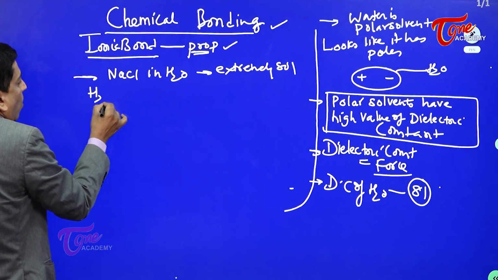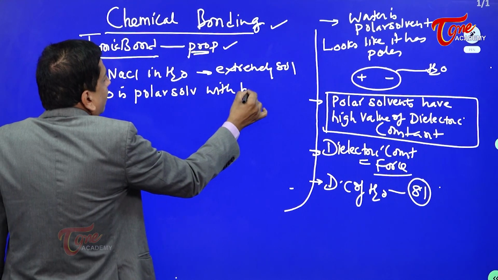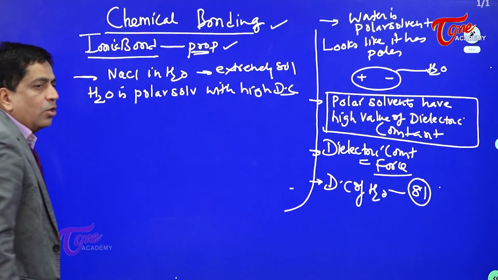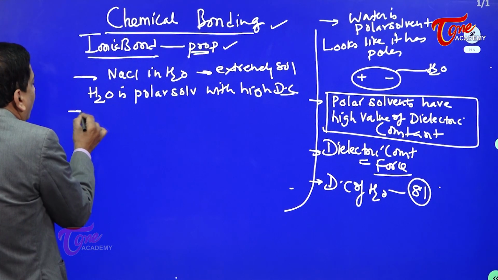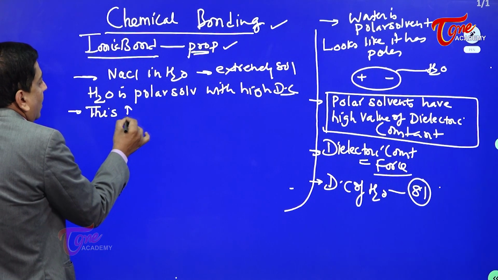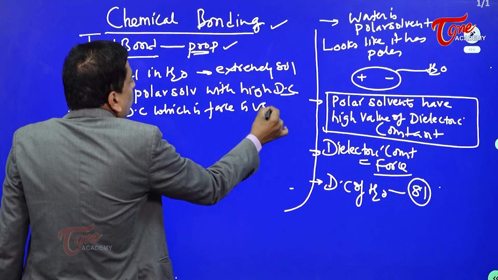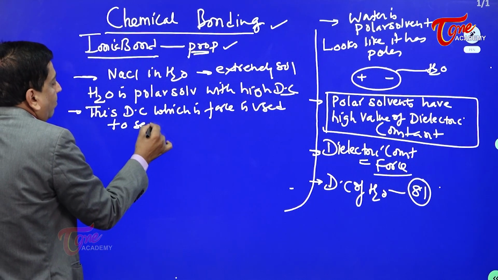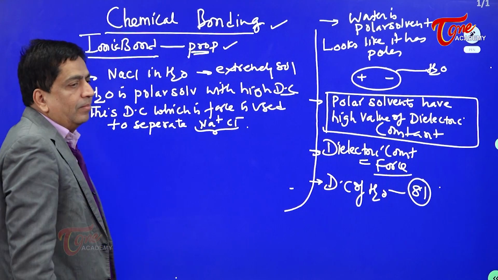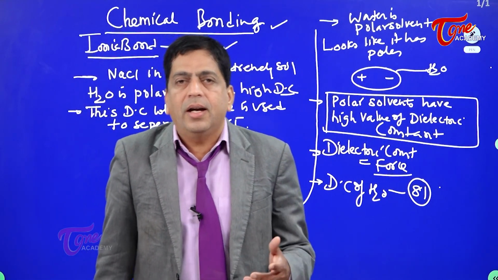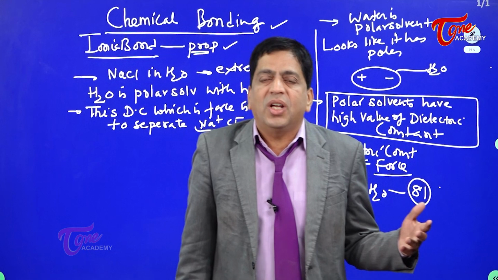Now, first of all, water is a polar solvent with high dielectric constant. So the dielectric constant is nothing but what? Force. So what water will do, this DC, which is basically nothing but a force, is used to separate Na plus and Cl minus. You must understand, Na plus and Cl minus are great lovers. They love each other, and the bond between them is strong, which is electrostatic force.